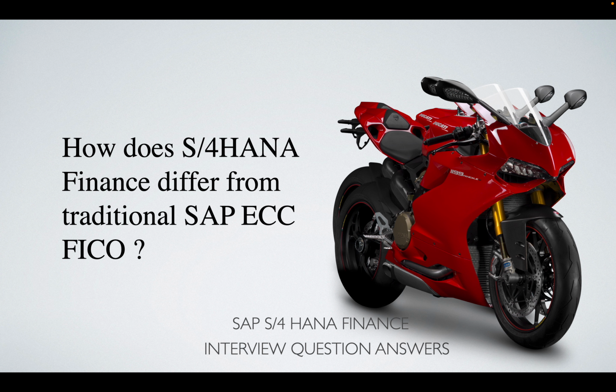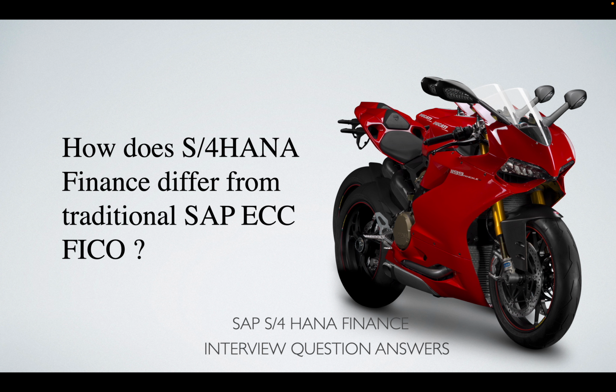The next one would be real-time processing. S/4HANA leverages the in-memory capabilities of HANA for real-time transaction processing, reporting, and period closures. ECC often relied on batch jobs. The new general ledger, the new GL functionality, is standard. Features like parallel ledger, document splitting, and segment reporting are inherent in S/4HANA Finance.